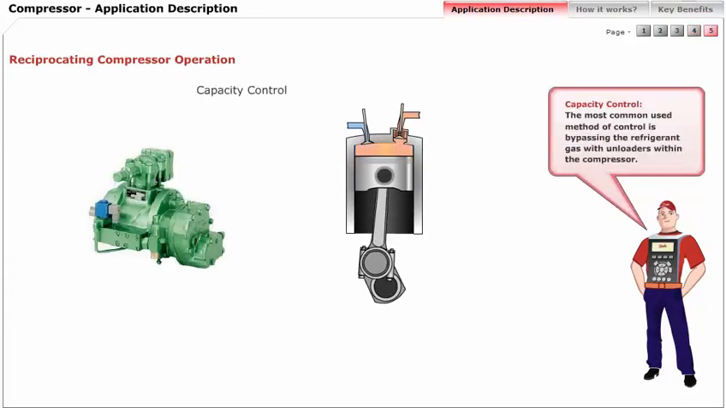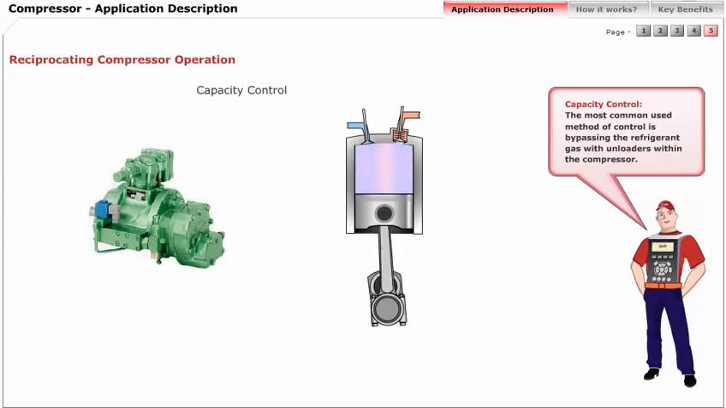Capacity control. The most commonly used method of control is bypassing the refrigerant gas with unloaders within the compressor.